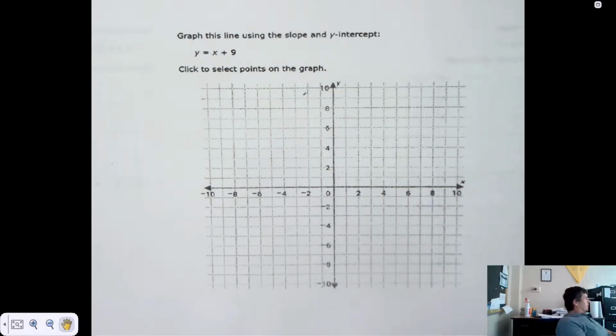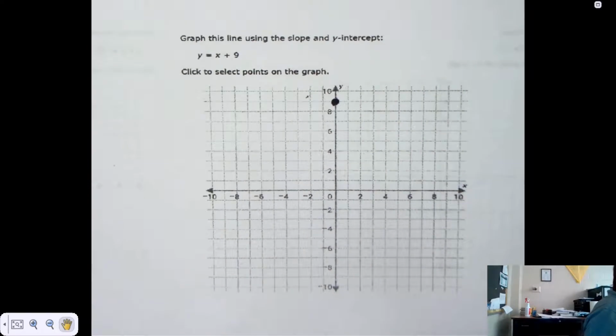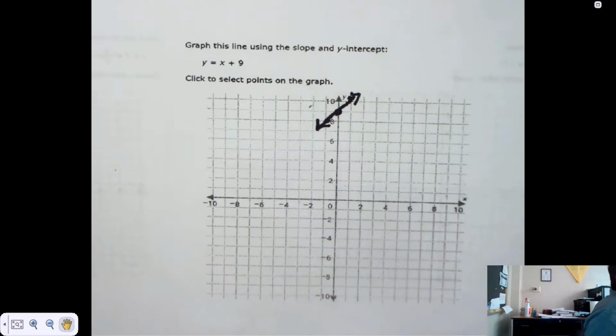Is there anybody I haven't called on today? I guess not. All right, open-ended question. Where do you cross the y-axis? 9. And from that y-intercept, what do you do? Go up 1 over 1, or you can fall 1 and run left. But you should know that. So it looks a little something like that. Hope there weren't any questions on that.